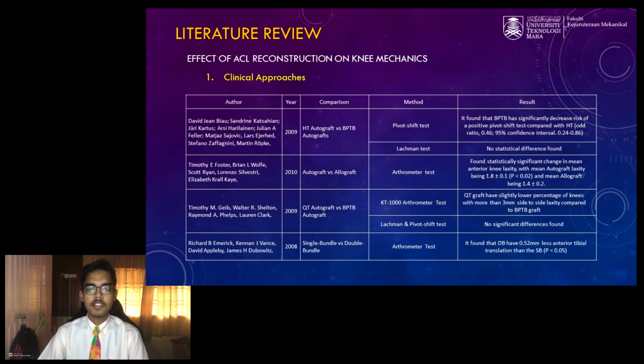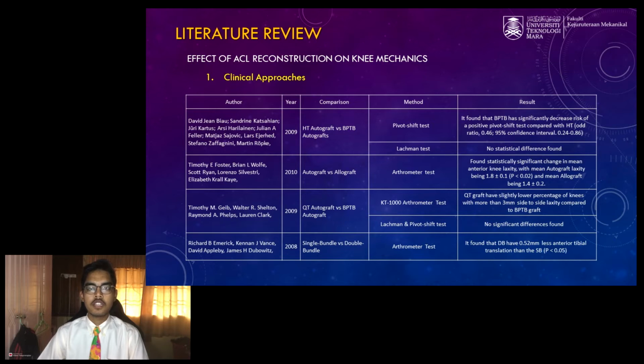Last point in literature review is effect of ACLR on knee mechanics. The first one is effect of ACLR on knee mechanics through clinical approaches. For the first study, they compare between HT autograft and BPTB autograft. There are two tests that they do to observe the effect of ACLR, which first is pivot shift test and second is Lachman test. The result for the first test found that BPTB has a significantly decreased risk of positive pivot shift test compared with HT, while for Lachman test there is no statistical difference found.